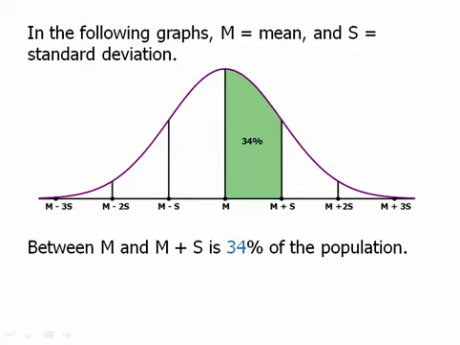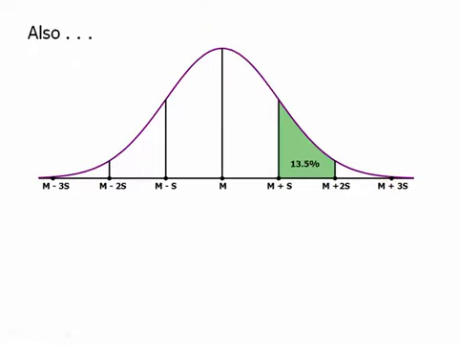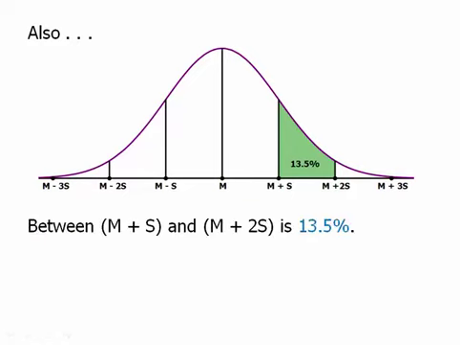Between the mean and the mean plus one standard deviation is 34% of the bell curve. Also between the mean and the mean minus one standard deviation, that's another 34% of the bell curve. Also, that region up there is 13.5%. So this is the region between one standard deviation and two standard deviations. And of course, the corresponding region here would also be 13.5.